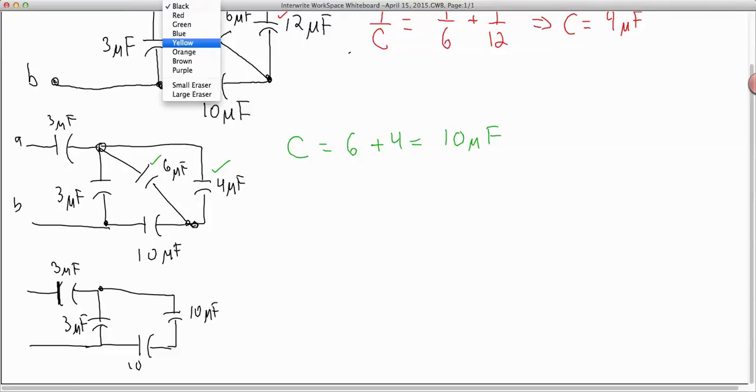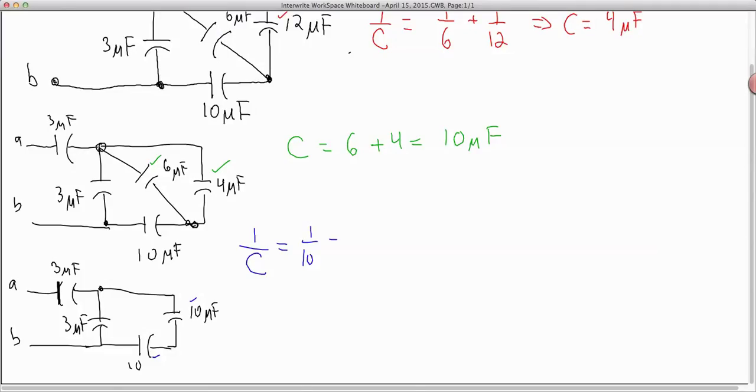Now these two, you can see they are in series. So that means, let me do it here in blue. Actually, 1 over C is gonna be 1 over 10 plus 1 over 10. Therefore, C is equal to 5 microfarads. And don't forget, this was a microfarad.